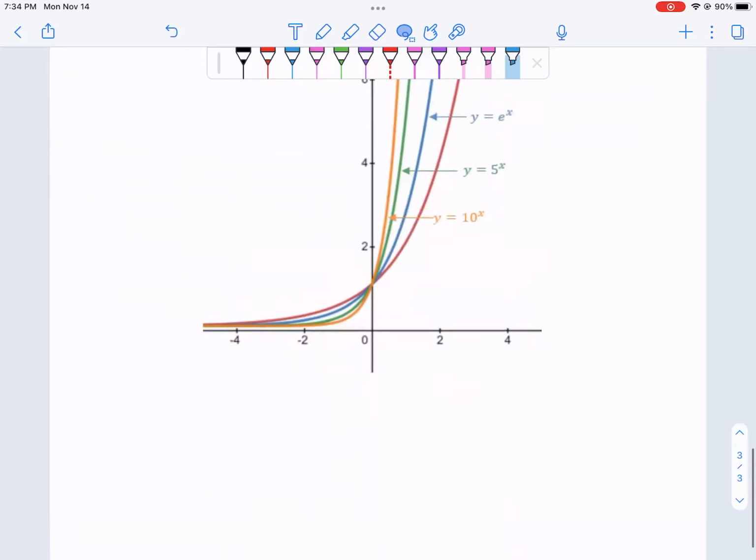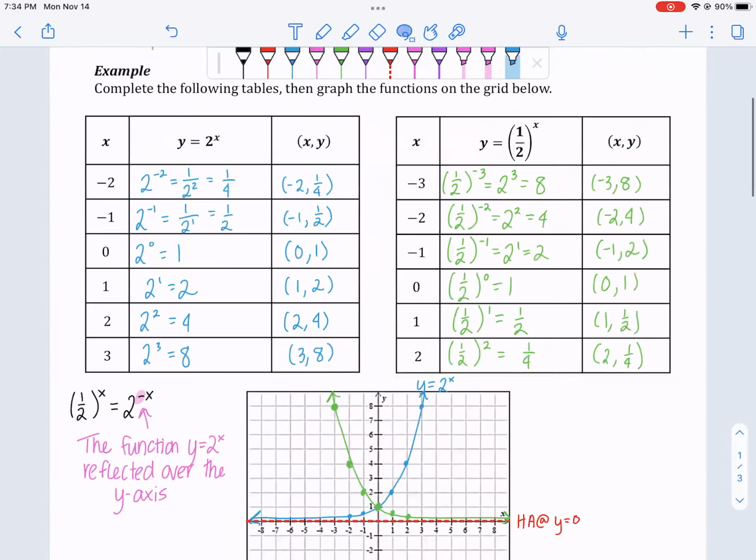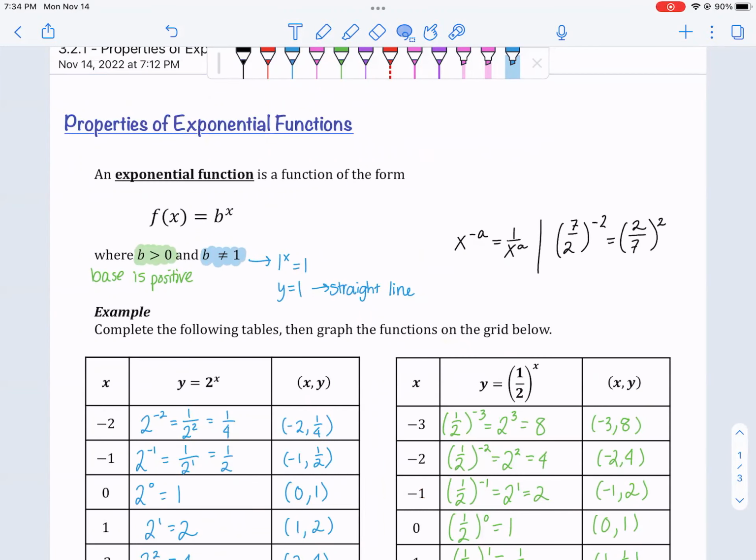All right, so that's it for just this basic intro to exponential functions. In the next video, we're going to talk about graphing. It'll be a lot of fun.